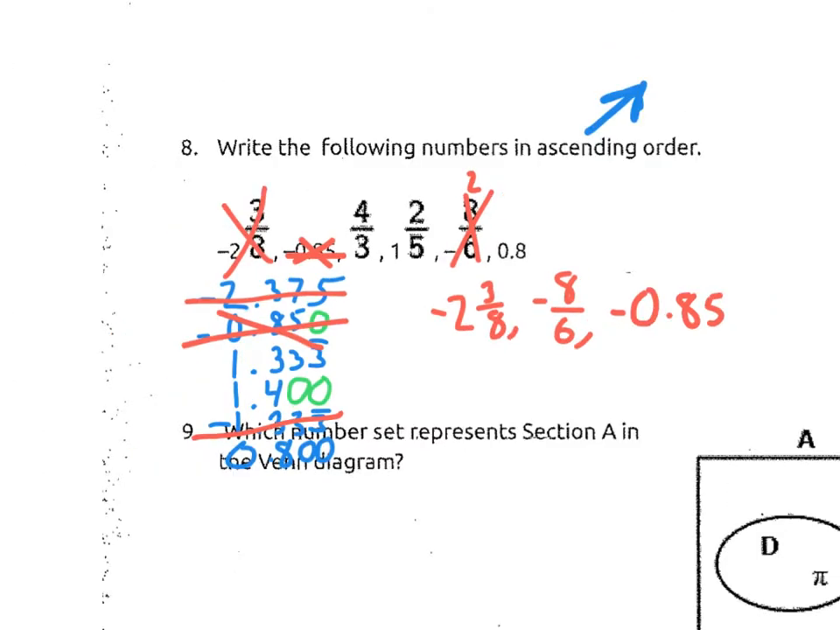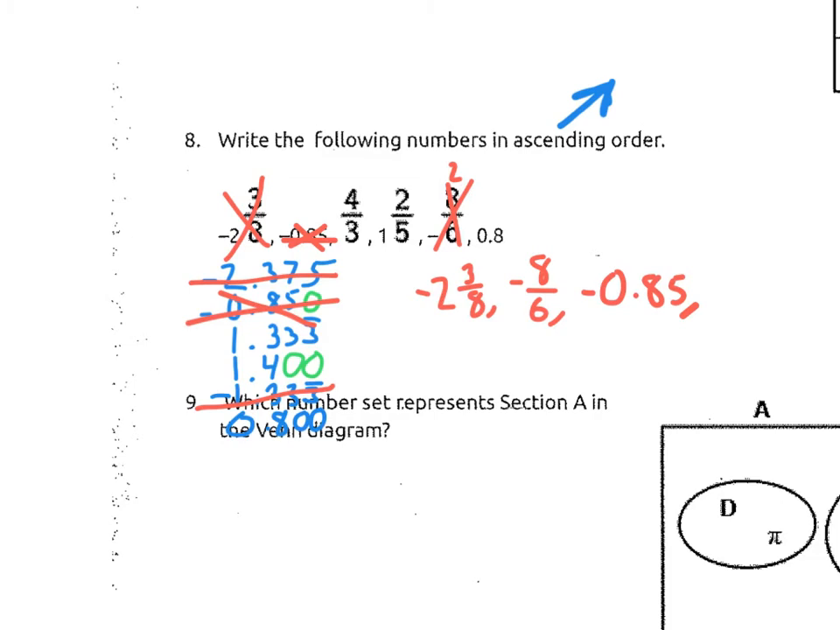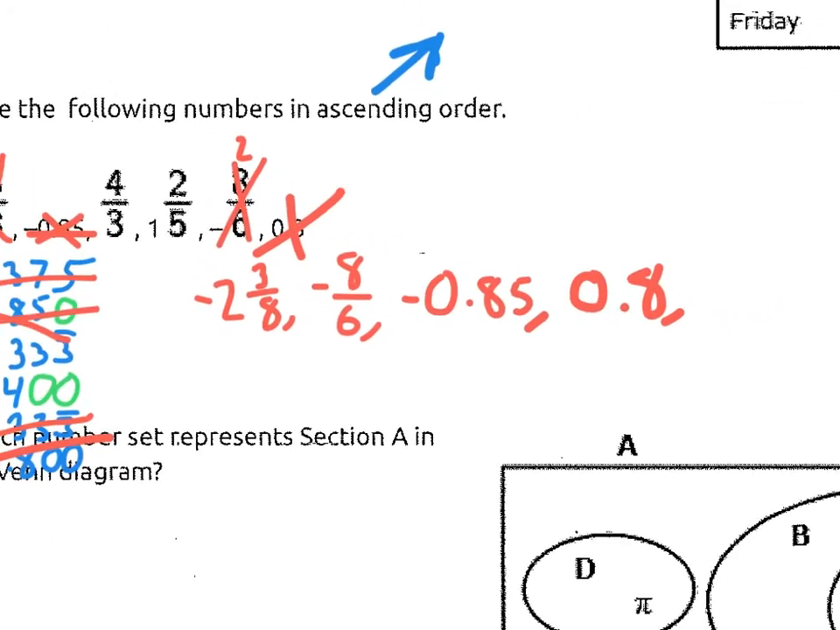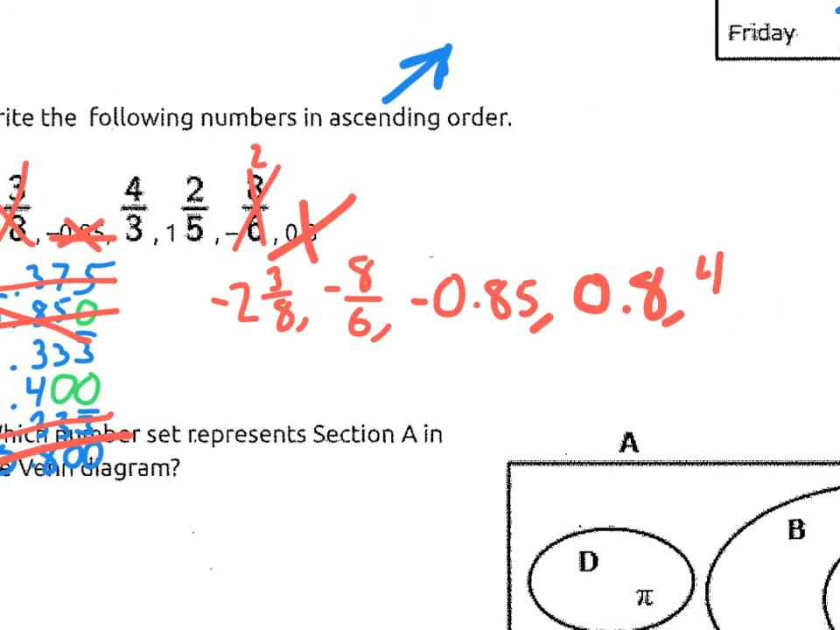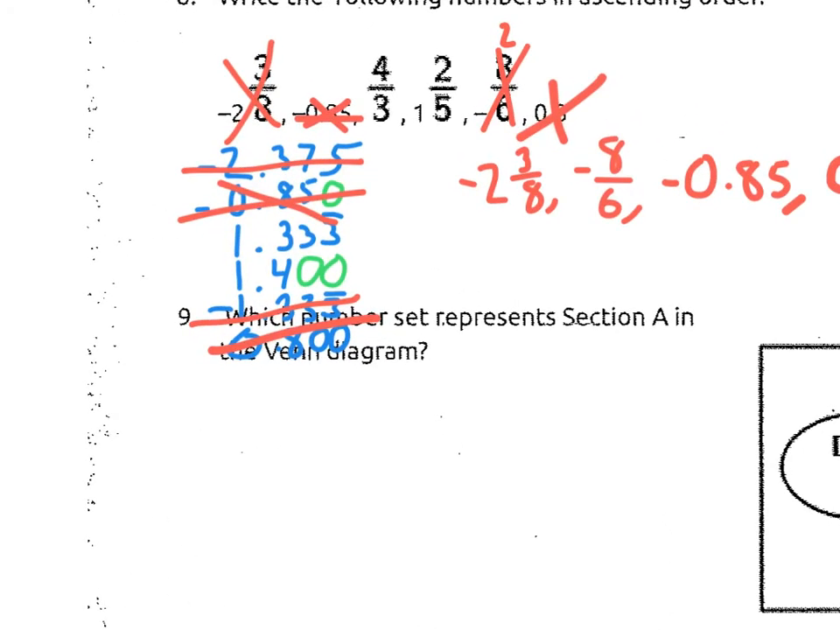Now I gotta start thinking clearly again because now we're back into the positives. So our next highest is going to be that 0.8. I'm running out of room quickly here. Done with that one. And then the negative. Oh no, not negative. 1.3 repeating was that 4/3. So then it's going to be 4/3 and 1 2/5. All right, now I got to come back over here. I got to erase this because I can't read what I got.